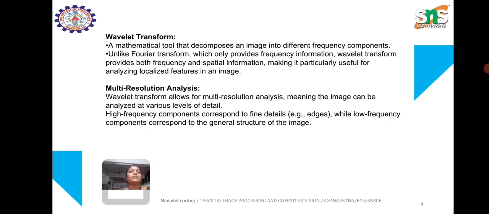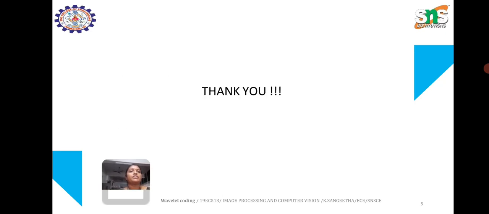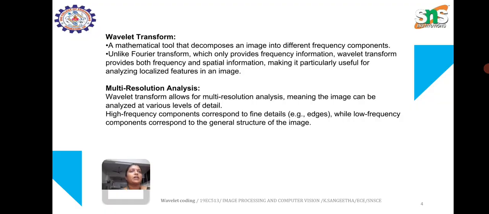The main applications of wavelet coding are JPEG 2000 and medical imaging. Wavelet coding is used in medical applications where preserving the exact image detail is crucial, such as in CT scans and MRI images. Lossless wavelet coding ensures no information is lost during compression. Other applications are video compression, progressive image transmission, and fingerprint compression.